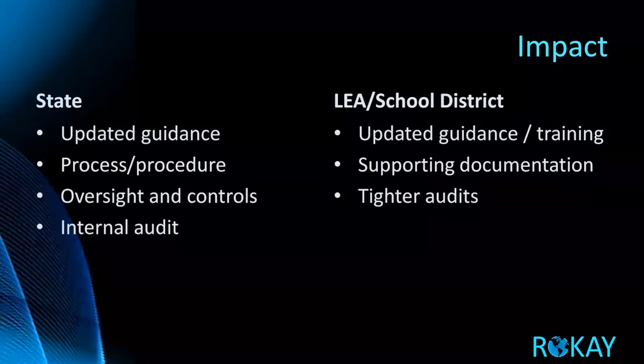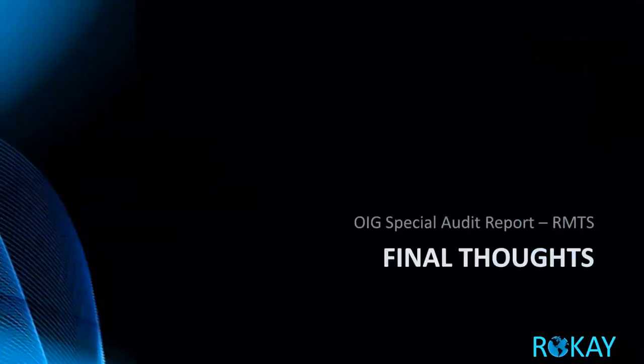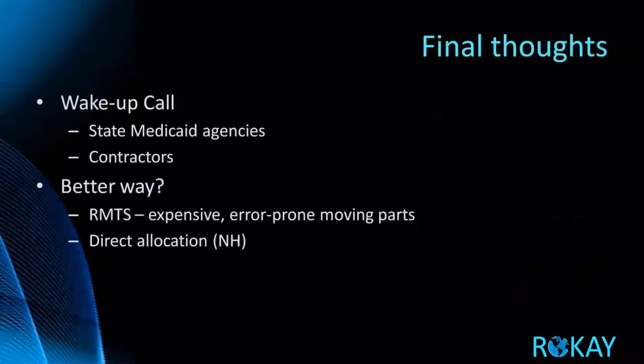Okay. So I've kind of given you guys a quick overview of what OIG's responsibility is a little bit. We talked about the RMTS sort of at a conceptual level, what the audit report said at a high level, what OIG or what CMS responded with, and what could happen at the school or at the state level. Here are some final thoughts from me. These are just my final thoughts. Nobody gave them to me.